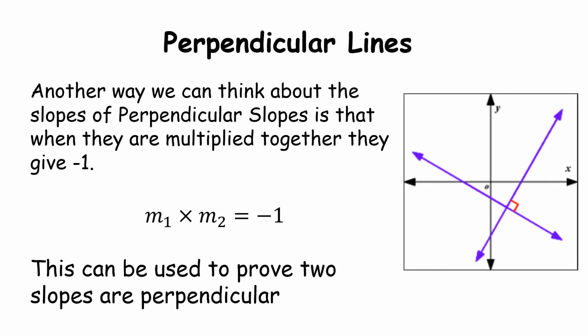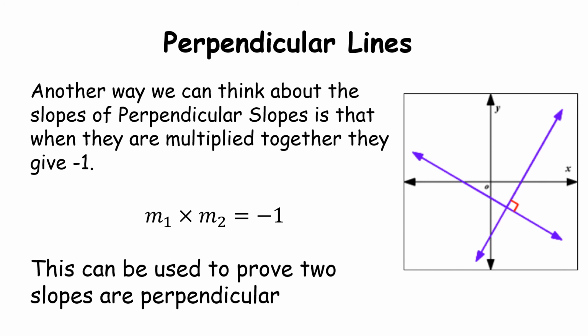So another way to think about the slopes of perpendicular lines is that when they are multiplied together, they give us minus 1. So this part could be very useful when we have to prove that two slopes are perpendicular. I would definitely be using the idea of opposite reciprocals if I ever have to get a perpendicular slope. But if I've got two slopes and I'm asked, are they perpendicular? A great way to really demonstrate that is to show that when I multiply them together, I get minus 1. So what opposite means is that we're going to have to change the sign.